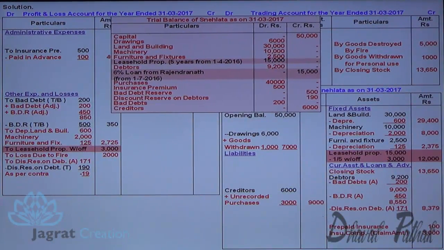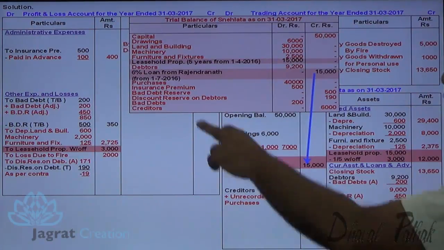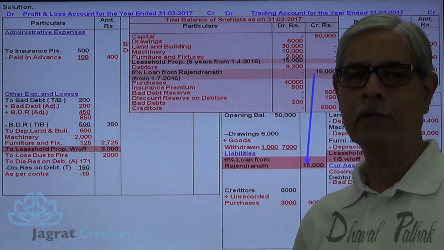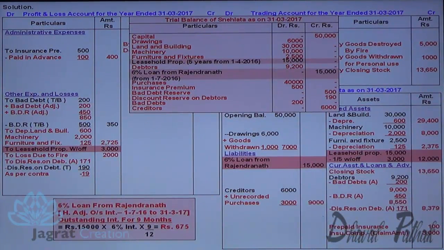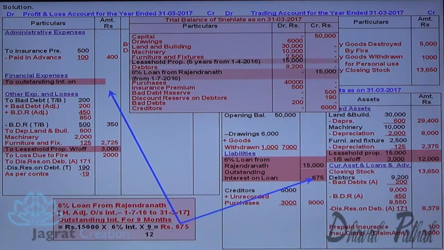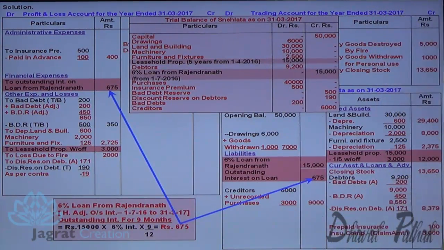Now, loan, 15,000, borrowings. Loan is taken on 1st of July. So, you are required to pay interest for 9 months at the rate of 6%. So 9 months interest at the rate of 6% on 15,675. It is added to the principal sum on the liability side of the balance sheet. And this being expense, financial expense, debited to profit and loss account. This is how these two hidden adjustments are considered.